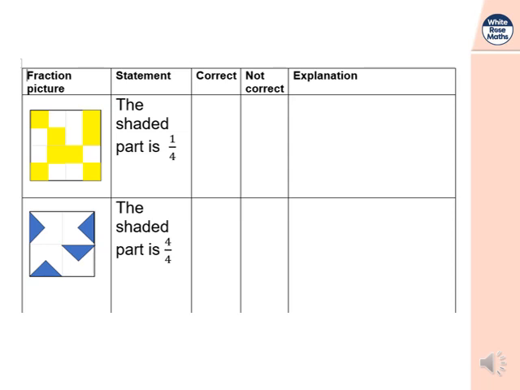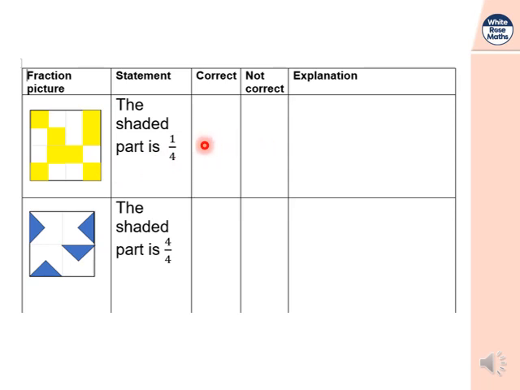Now we've got an extra challenge for those who want to try it. This is something slightly different, and this is just recapping on your equivalent fractions. So you have a fraction picture to begin with. You need to look at the fraction picture carefully. You then have a statement. So for example, the first one says the shaded part is 1/4. So that means that all of these squares put together is 1/4 shaded. You need to decide whether that is correct or not correct.